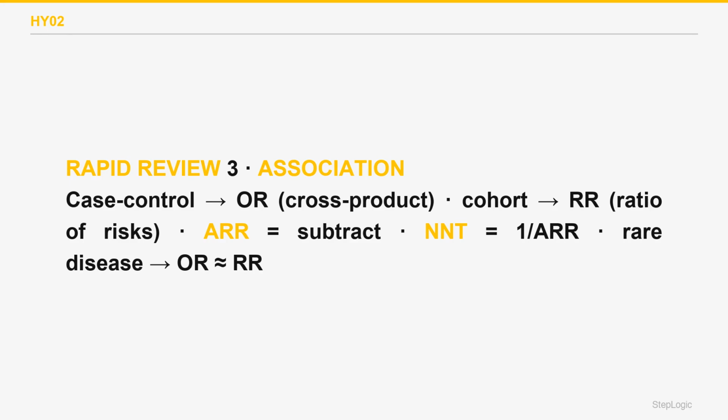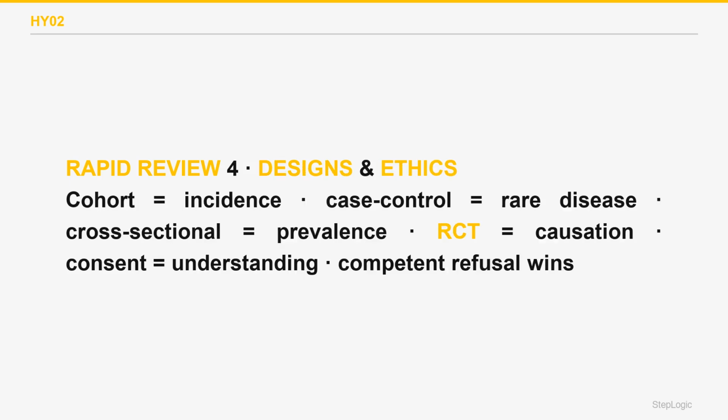Odds ratio cross multiplies. Relative risk divides the two risks. Absolute measures subtract. The number needed to treat is 1 over the absolute risk reduction. Match the design to the question, and remember, a competent, informed adult can refuse anything.